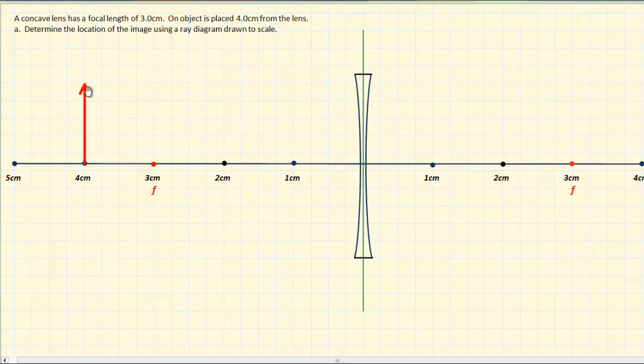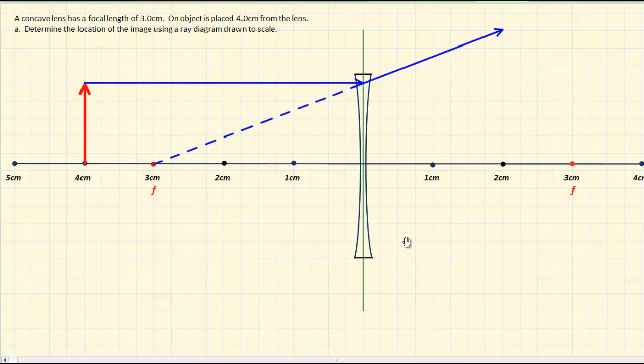Now once again, I want to start my diagram with a parallel ray, parallel to our principal axis, that strikes the lens and goes through the focal point. But it behaves a little bit differently when you're talking about a concave lens. The focal point is actually virtual, it's on the left. So let's draw that first ray in and discuss. So here's my first parallel ray.